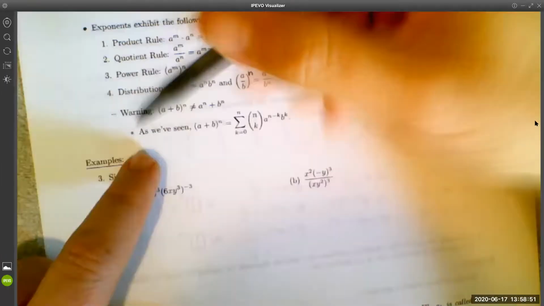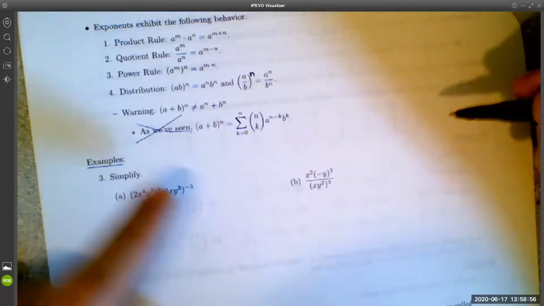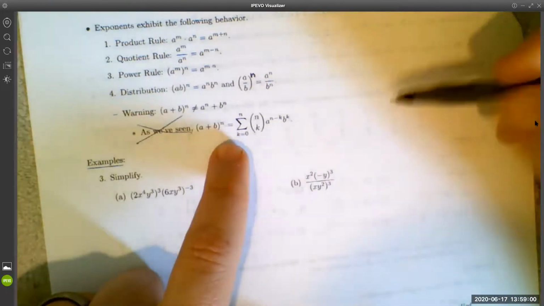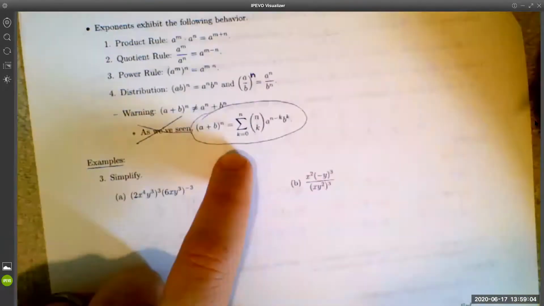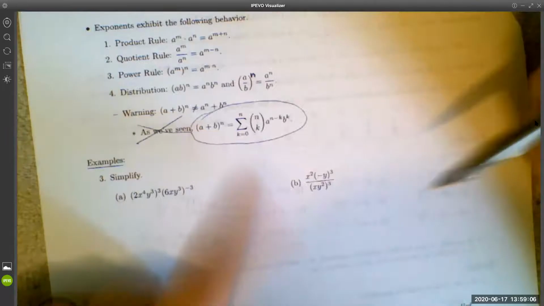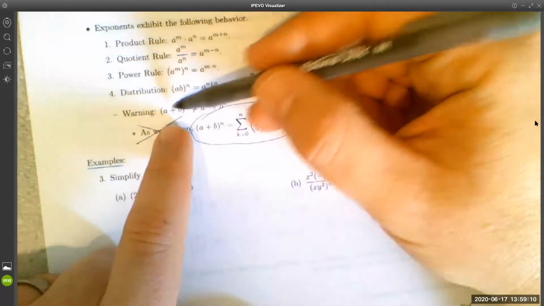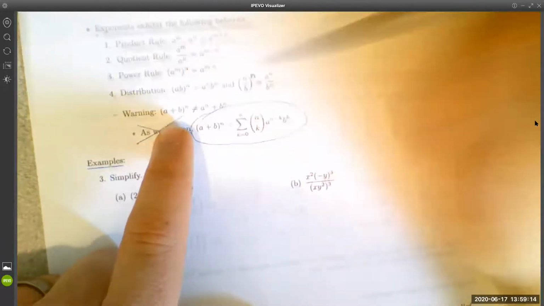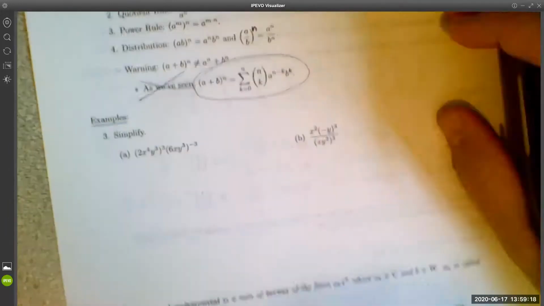Actually, we haven't gone over this yet. In fact, I don't know if we ever will get to it, but this is actually what a plus b to the n power is. It's much, much more complicated than just distributing the exponent. So exponents do not distribute across addition or subtraction, but they do distribute across multiplication and division. Okay? Let's practice.